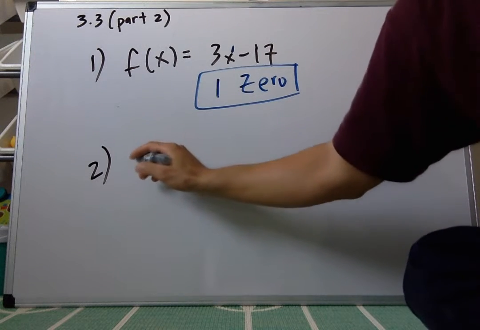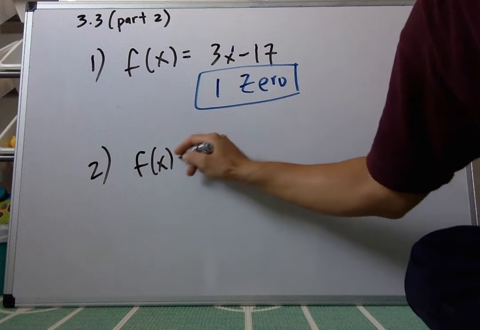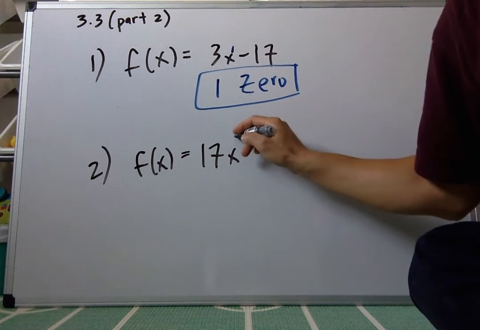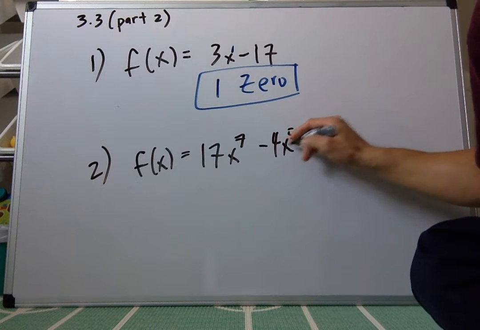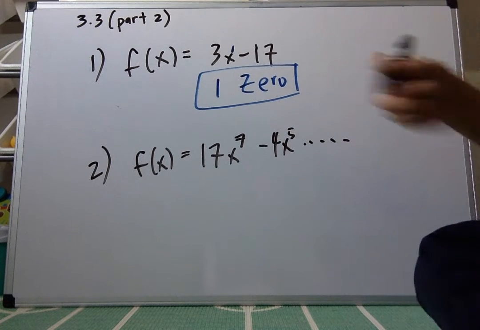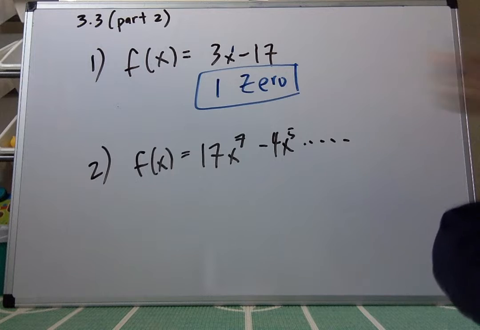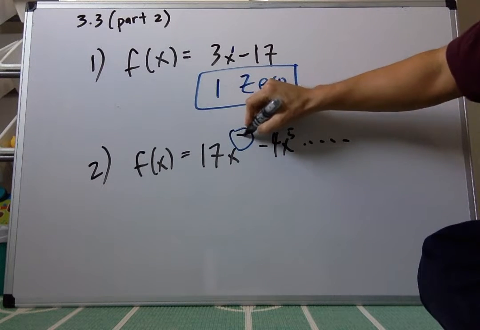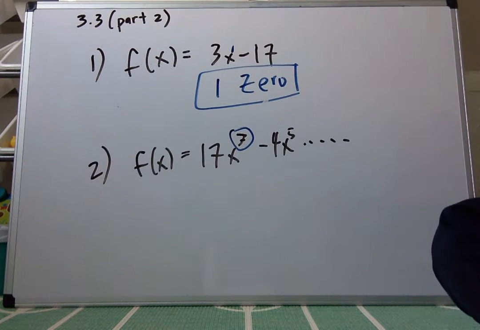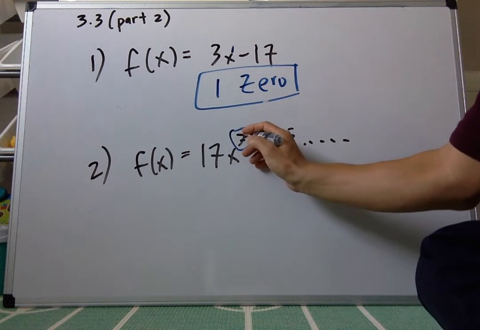Second question, f of x is equal to 17x to the 7th minus 4x to the 5th, and so on. I actually don't care about the rest of the function. All I care about is what the highest power is. It's a 7. Sorry, this 7 is hard to see. That's a 7. Let me write that one more time. That's a 7. That doesn't look much better, but okay, this is a 7.